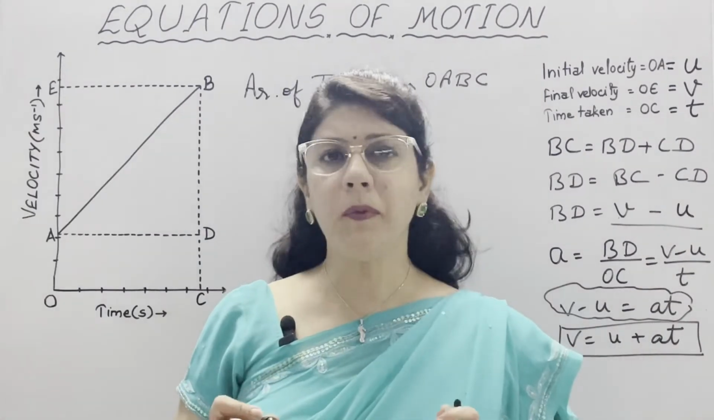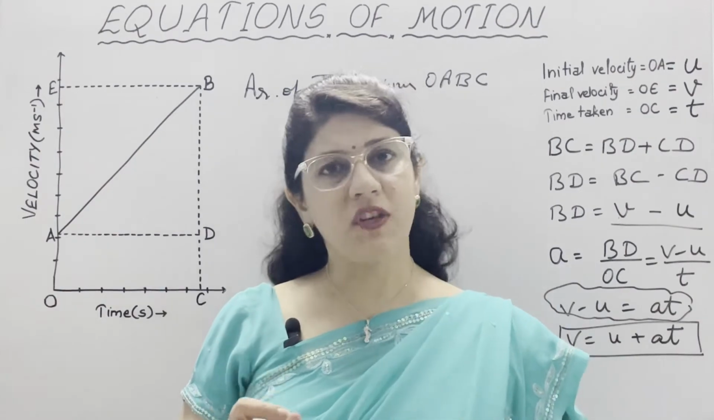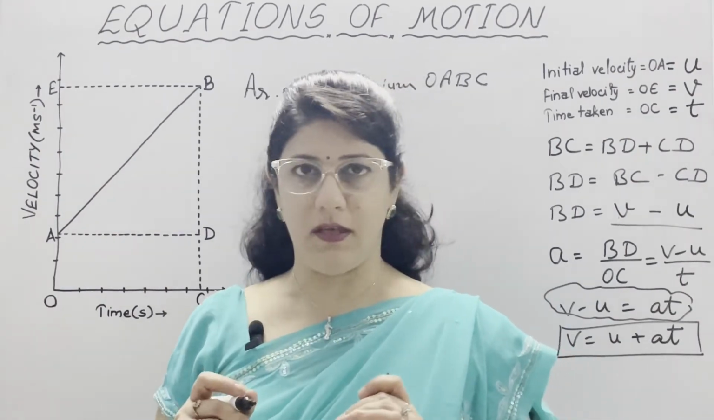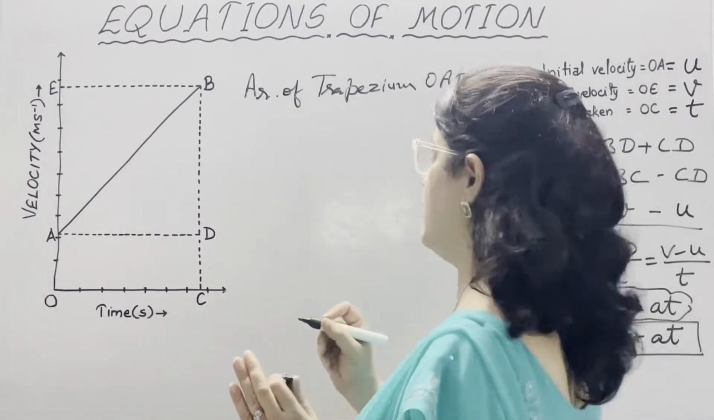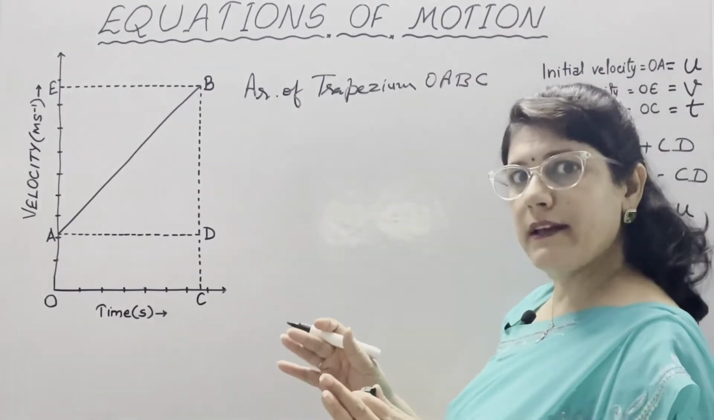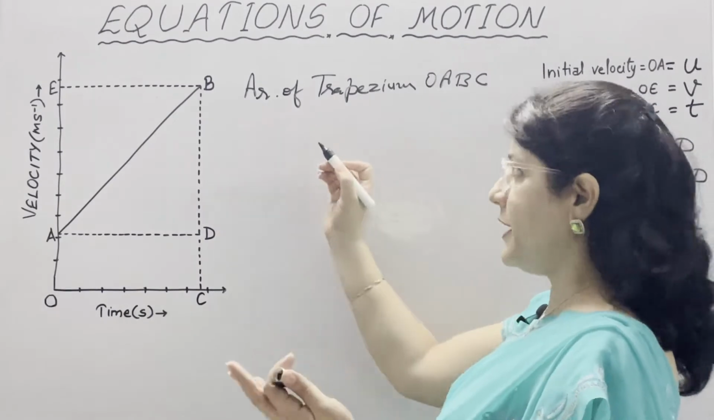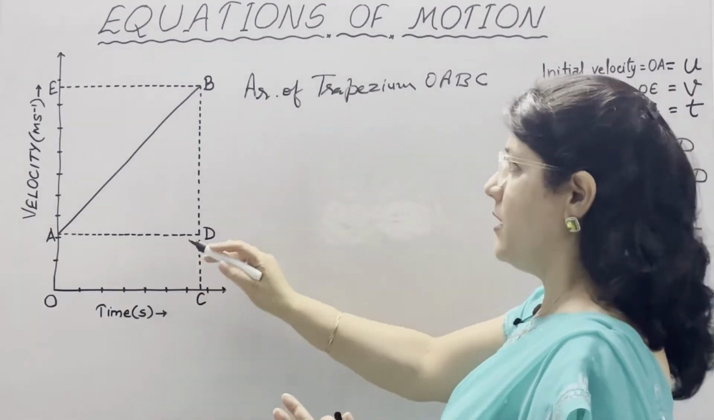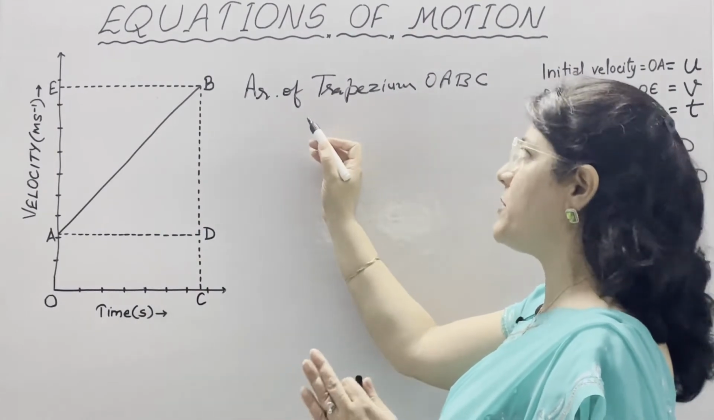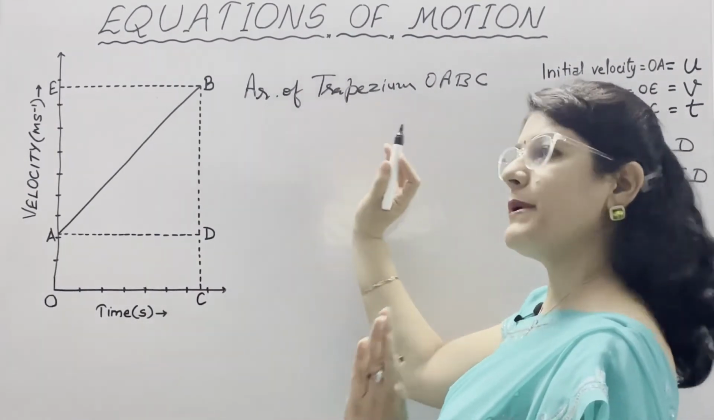Now the third equation describes the relation between position and velocity. Position is the distance traveled by the particle. For distance, we again need the area, but for the second equation, we take the combination of rectangle and triangle. But for the derivation of the third equation, we need to take the area of the trapezium only.